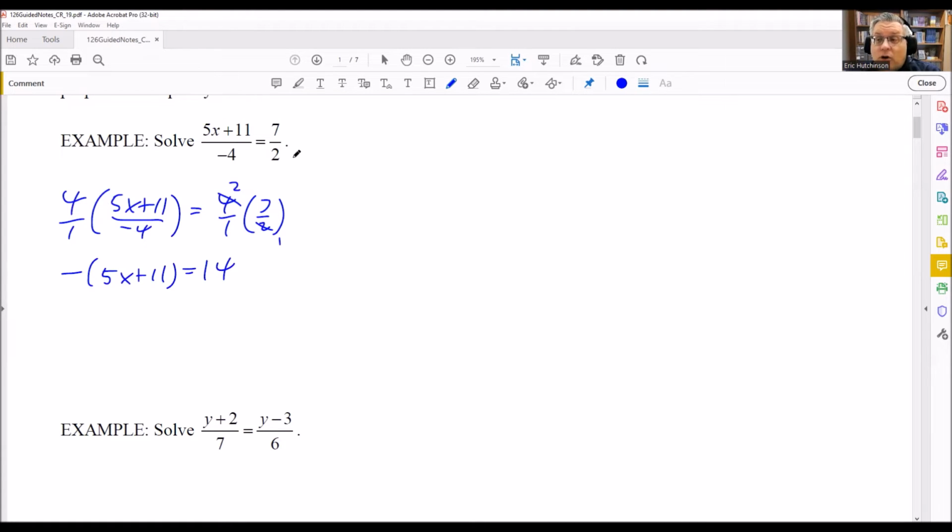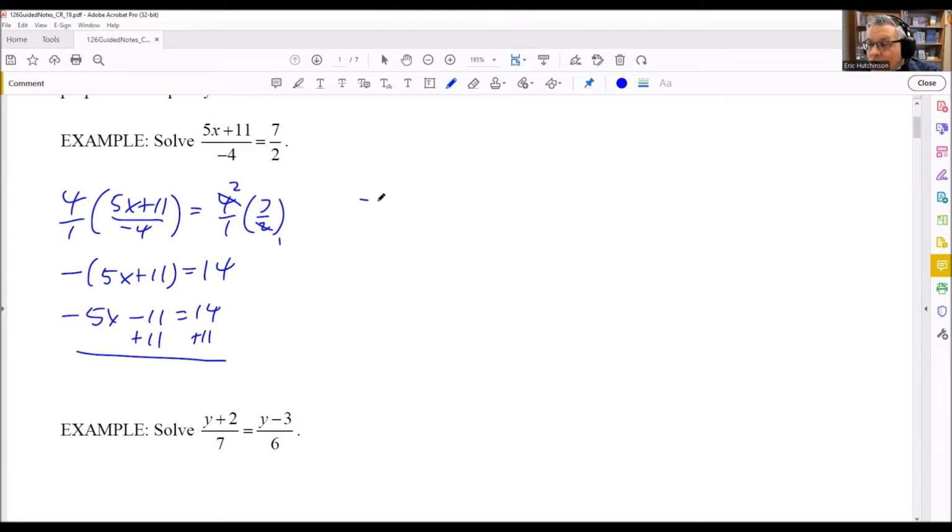So in that step, because we've multiplied both sides by the common denominator, we've eliminated our fractions. So now we can solve this like we've done before for other linear problems. -5x minus 11 equals 14. We're going to add 11 to both sides.